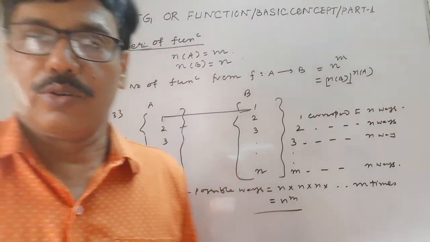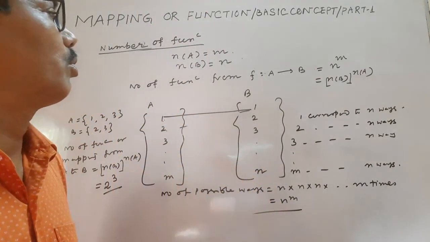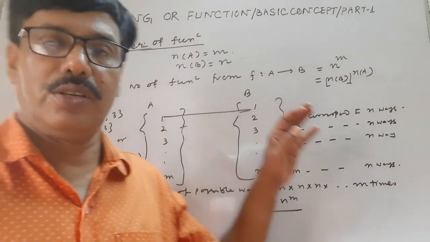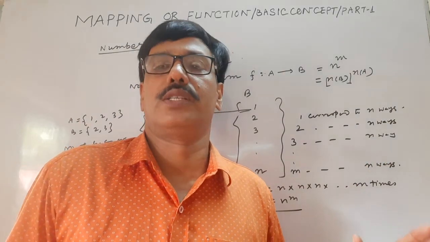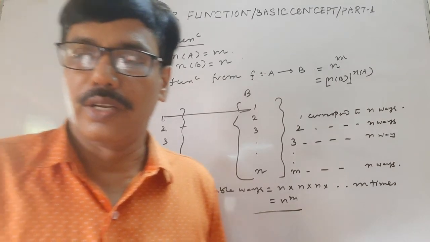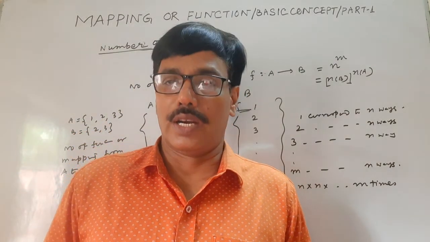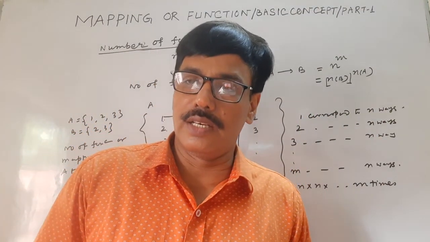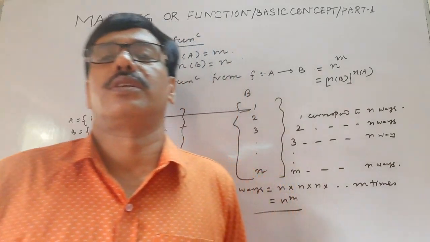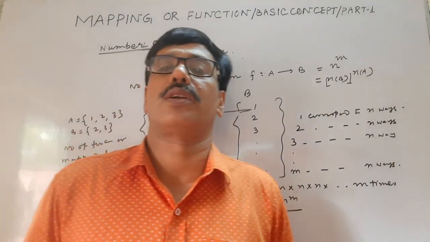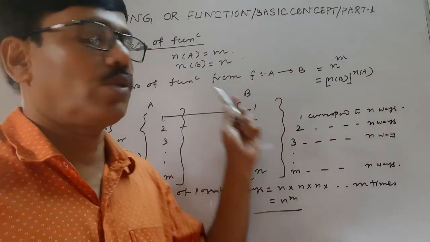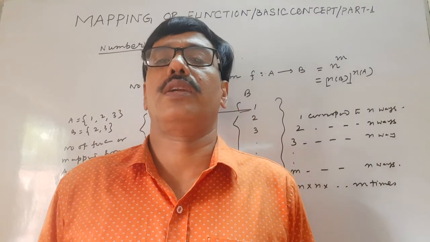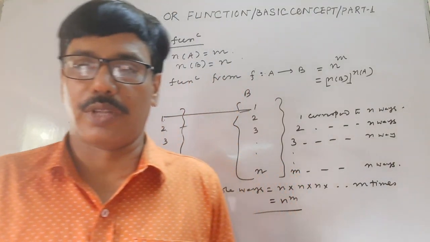So, is that clear? Today through this video I have discussed the basic concept of functions: what is domain, what is codomain, what is range, the definition of functions, whether given relations represent functions or not. Then every function is a relation, but the converse is not true. And the total number of functions. In the next class, I will discuss different kinds of functions. So thank you for today.